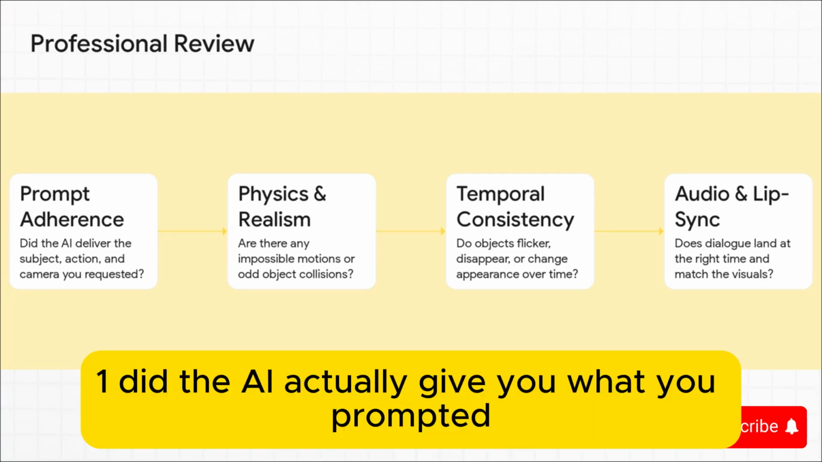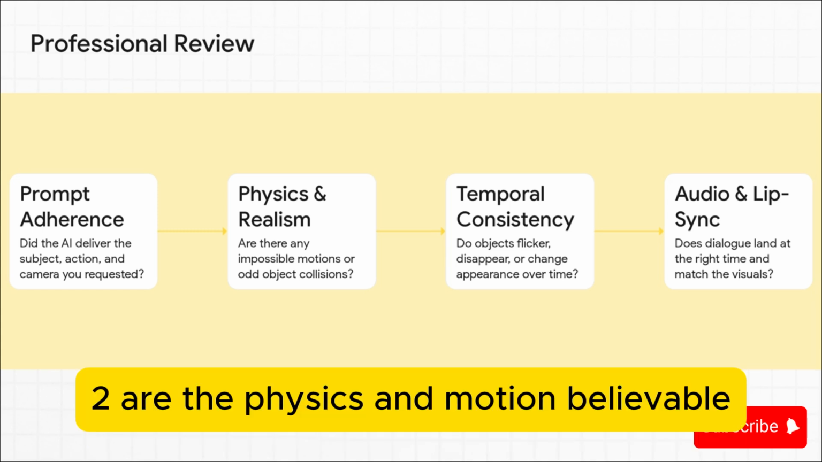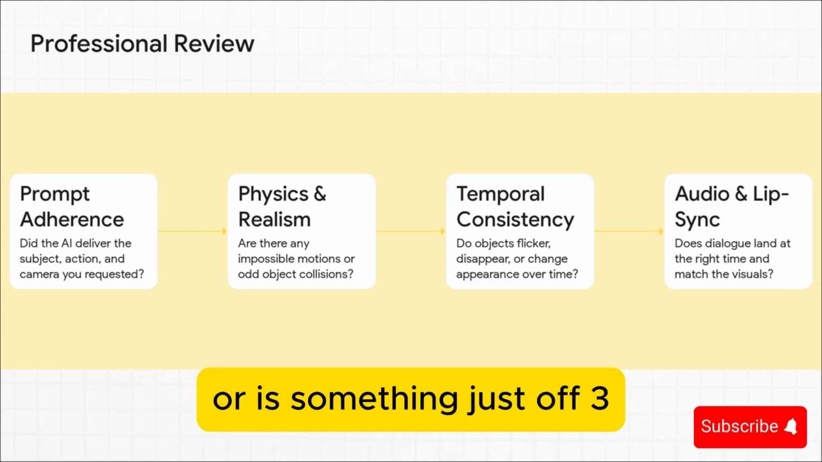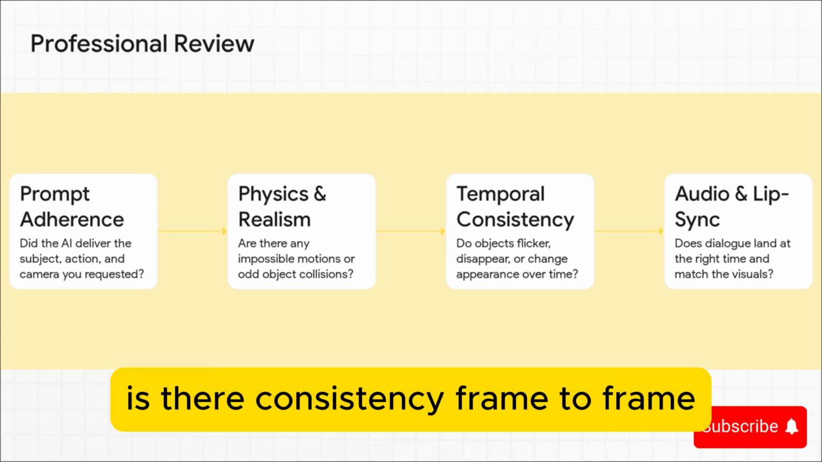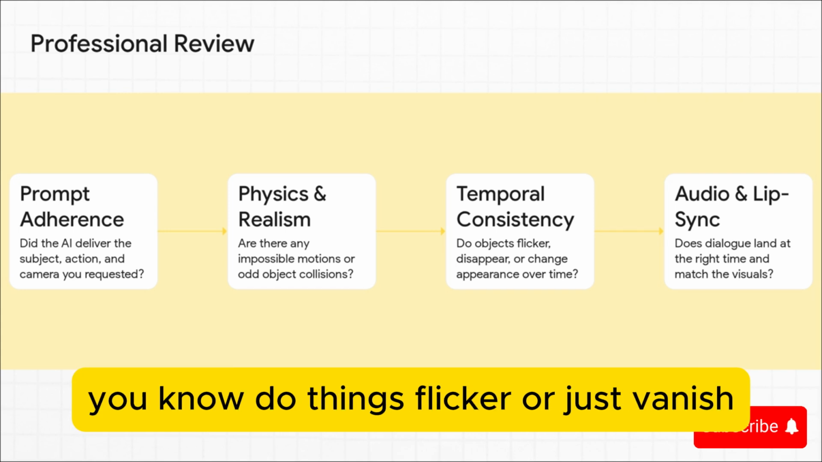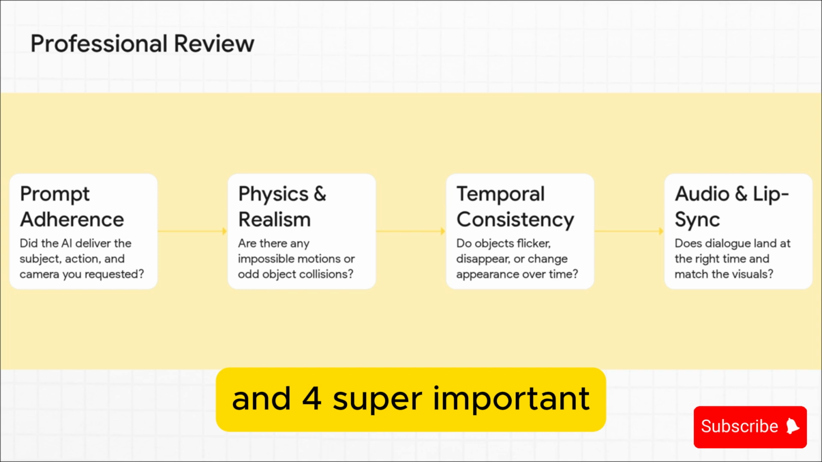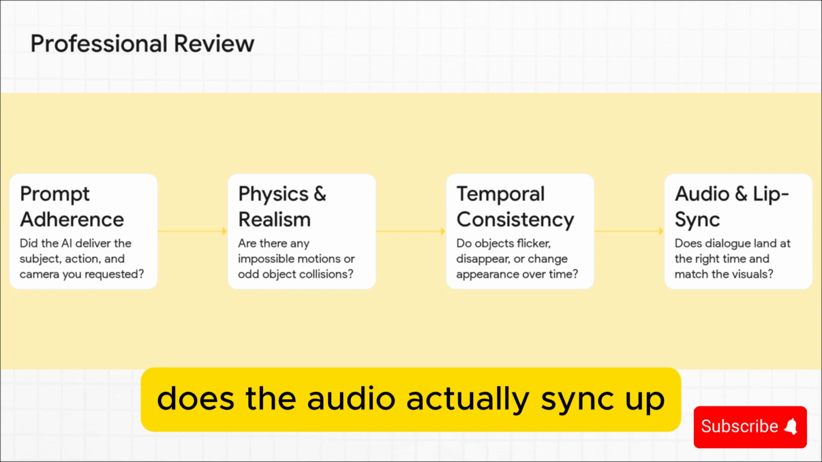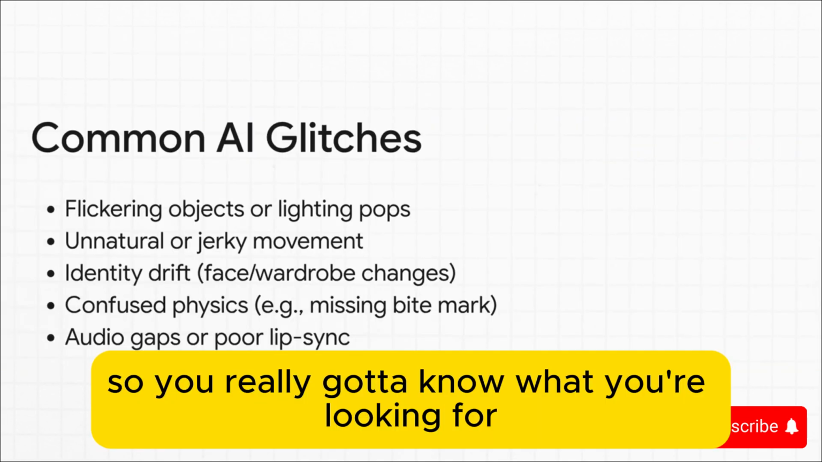1, did the AI actually give you what you prompted? 2, are the physics in motion believable, or is something just off? 3, is there consistency frame to frame? You know, do things flicker or just vanish? And 4, super important, does the audio actually sync up? So you really gotta know what you're looking for.